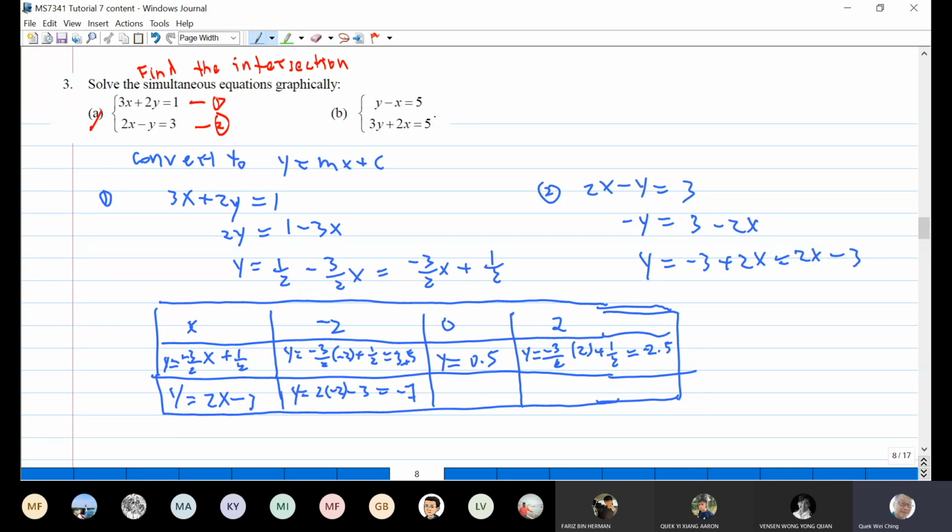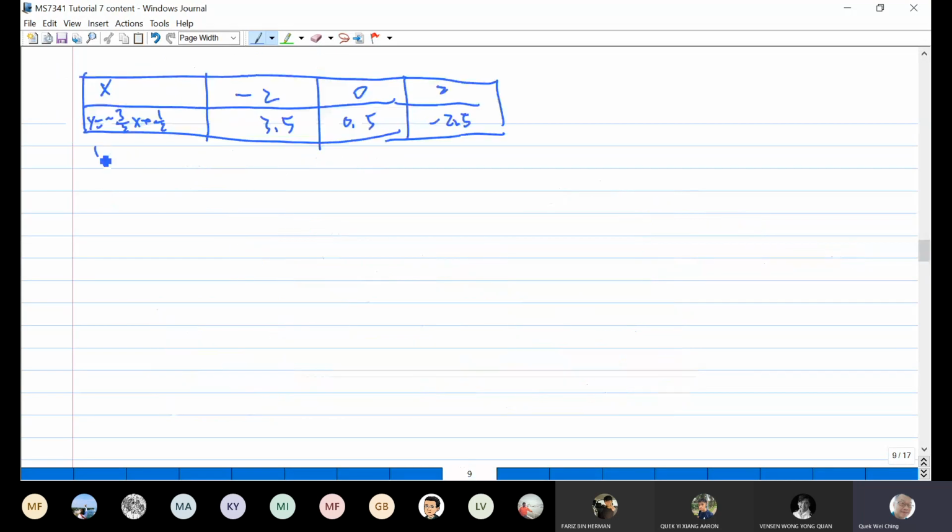The next x equal to 0, y equal 2 times 0, minus 3, you get minus 3 now. When x equal to 2, y equal to 2 times 2, minus 3, you get 1. So you get minus 7, minus 3, 1. This is for 2x minus 3. So y equal to 2x minus 3 here.